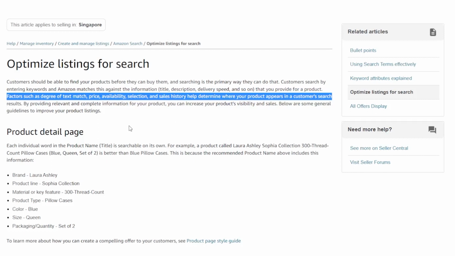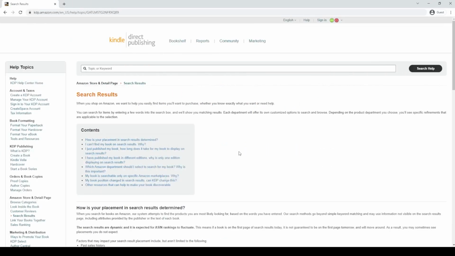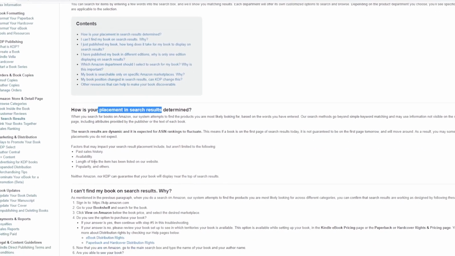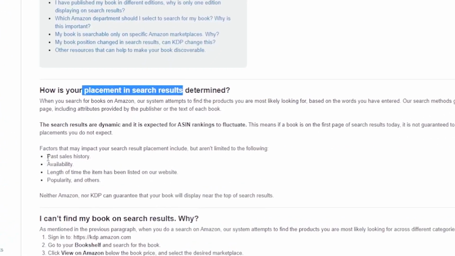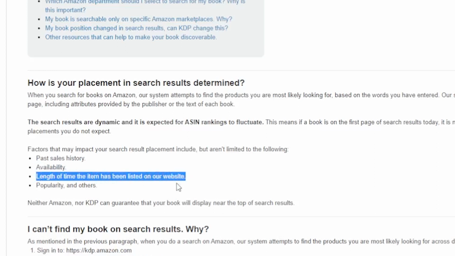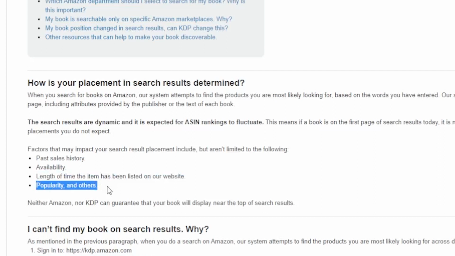Please be aware that this information currently does not exist on the Amazon US website. They took this sentence out. I don't know why and when. However, as they are the basic factors of an e-commerce search engine, I know that they still look at these factors. Let's check also the Amazon KDP Help Center to see what they are saying about placement in search results. Factors that may impact your search result placement include past sales history, availability, length of time the item has been listed on Amazon, popularity, and others.